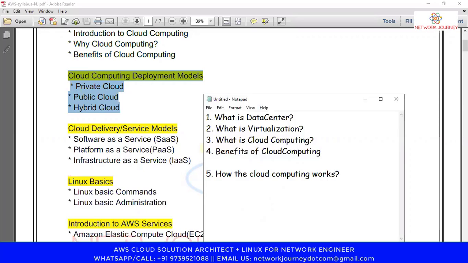Now the next point, types of cloud deployment, cloud deployment models. In this, we are going to learn public cloud and private cloud one by one. First, I'll start from the public cloud.